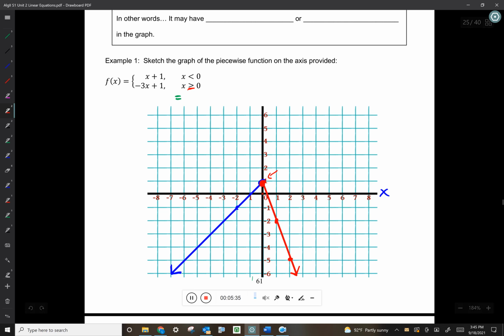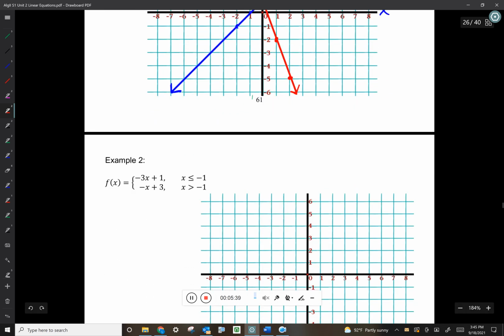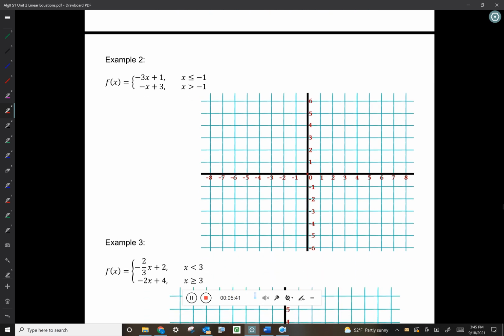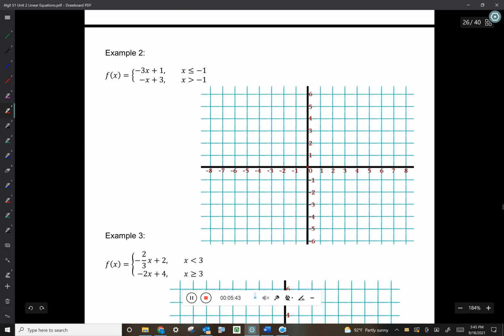That might happen and that might not happen. Okay, so let's look at the next one. So this time I have the two pieces, negative 3x plus 1. So one of my equations is y equals negative 3x plus 1. And the other equation is y equals negative x plus 3.